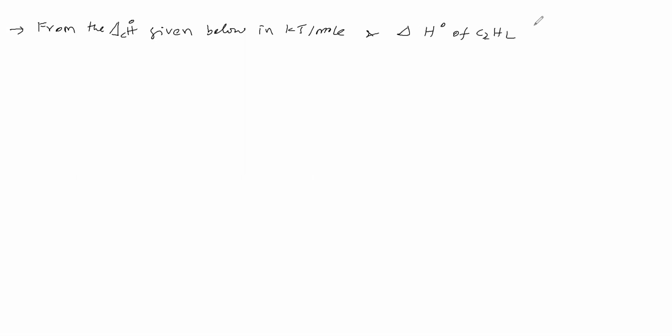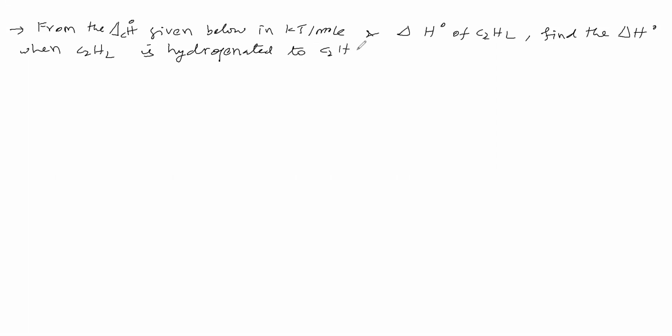Let us go for the next sum. From the standard enthalpies of combustion given below in kilojoule per mole, and the standard enthalpy of acetylene, find the standard enthalpy change when acetylene is hydrogenated to ethane.